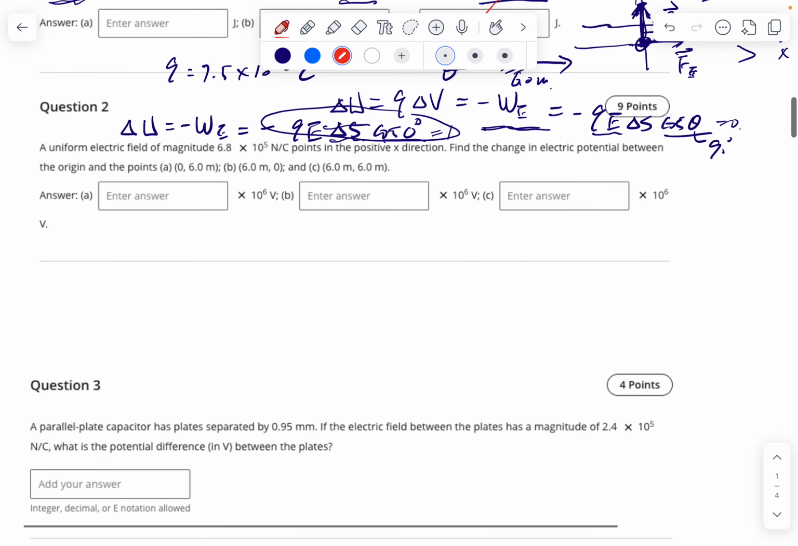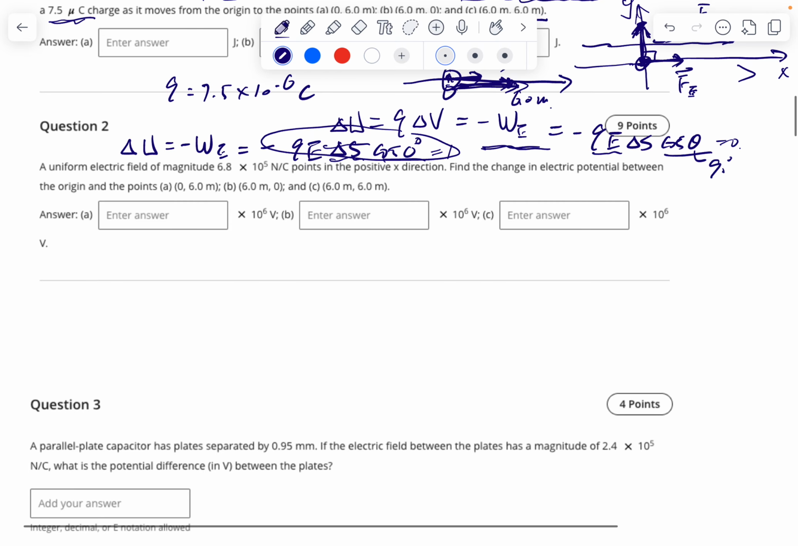All right. Second question. A uniform electric field of magnitude, and this electric field points in the positive x direction. So this is the electric field.